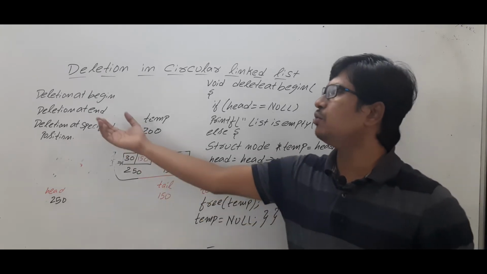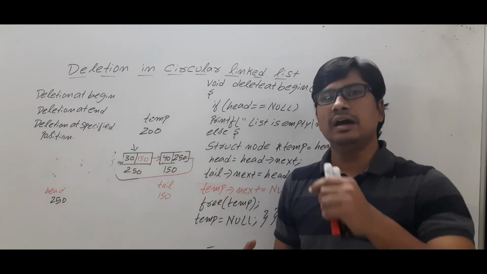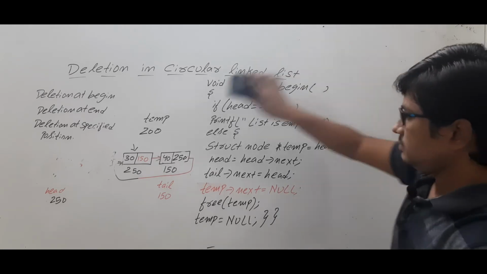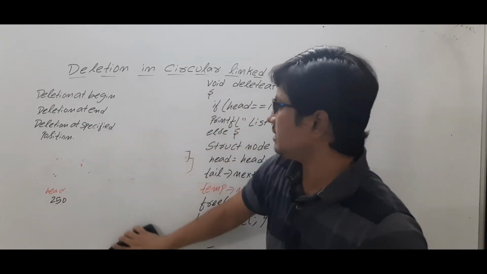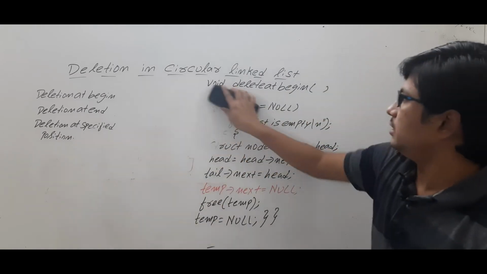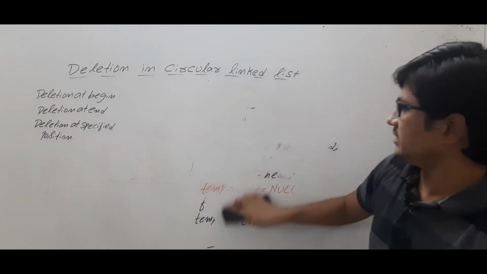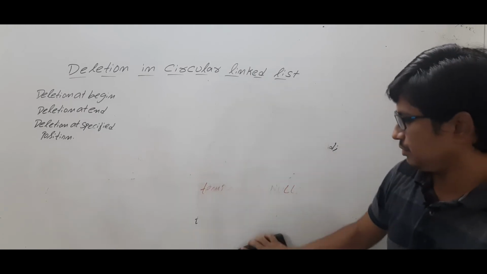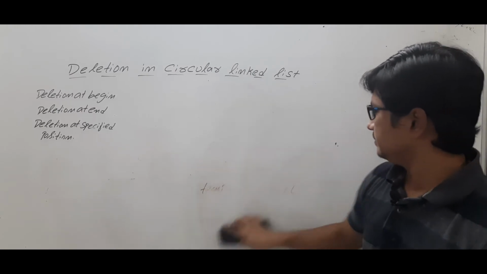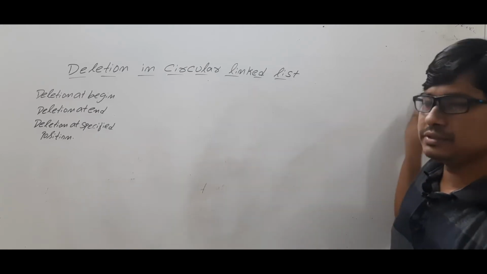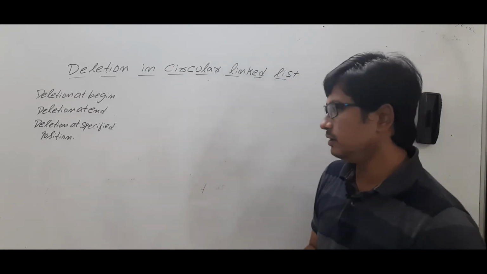Now let me discuss how we can delete a node at the end from a circular linked list. To do that, let me erase this entire part. Okay. I should not have erased everything. Anyway, I will write it for you. Don't worry. I should have used some of the existing code.